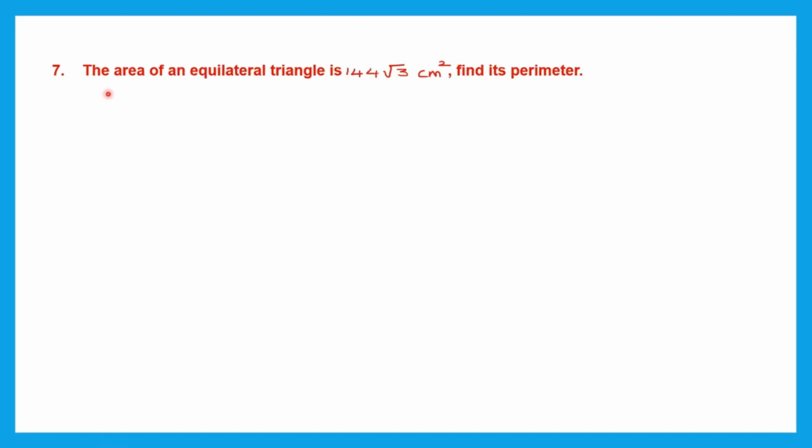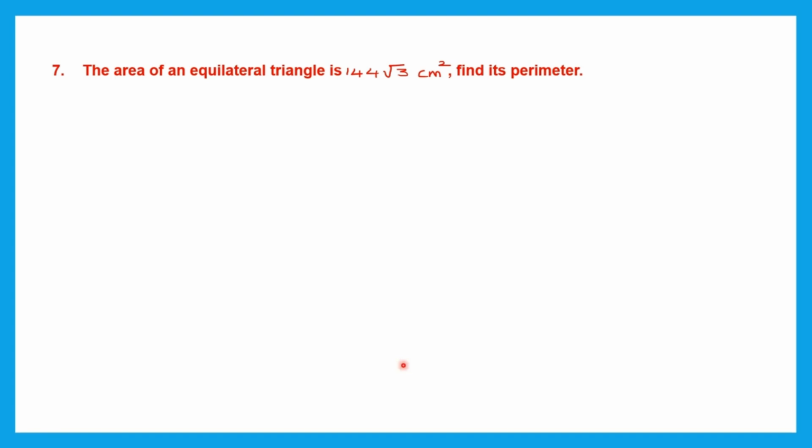Question 7. The area of an equilateral triangle is 144 root 3 centimeters square. Find its perimeter. So the area is given and we have to find the perimeter. Now the area of an equilateral triangle, to find that there are two ways of finding. There's one formula which we have already used, which is Heron's formula, where we find the semi-perimeter of all three sides and with the help of that find the area using a formula.